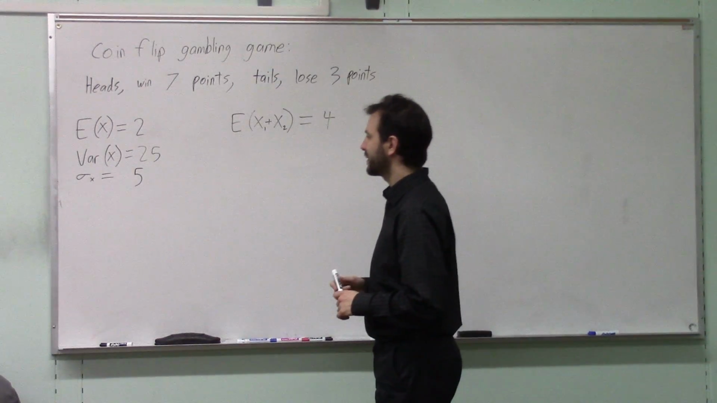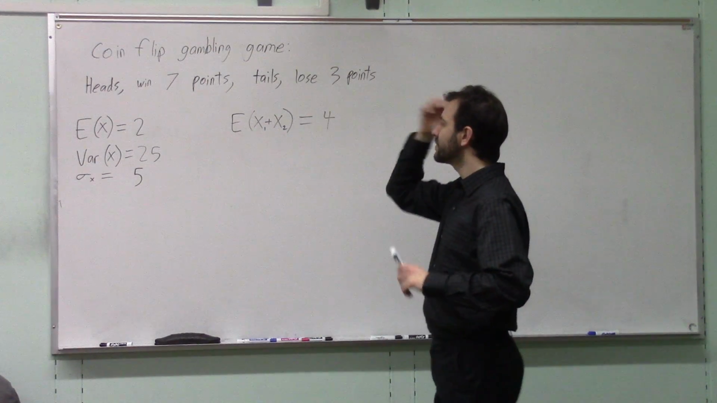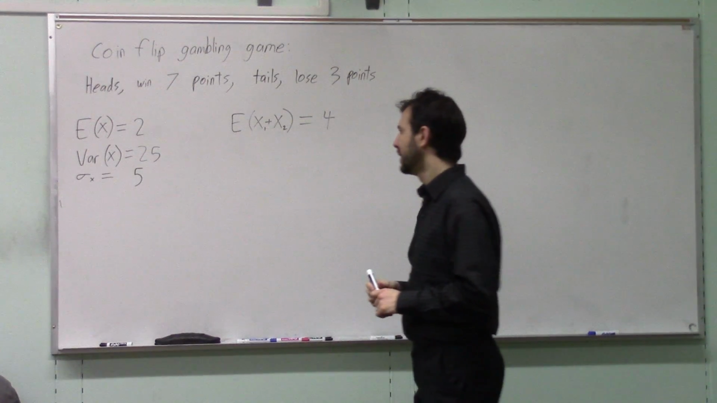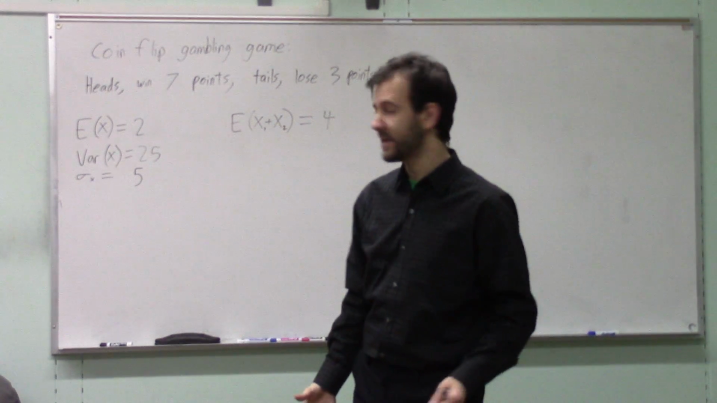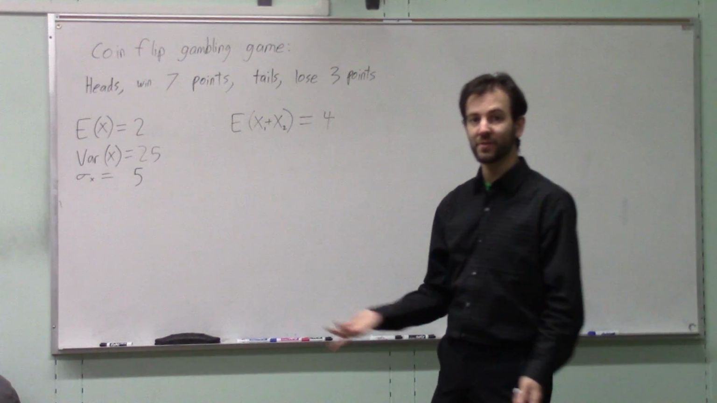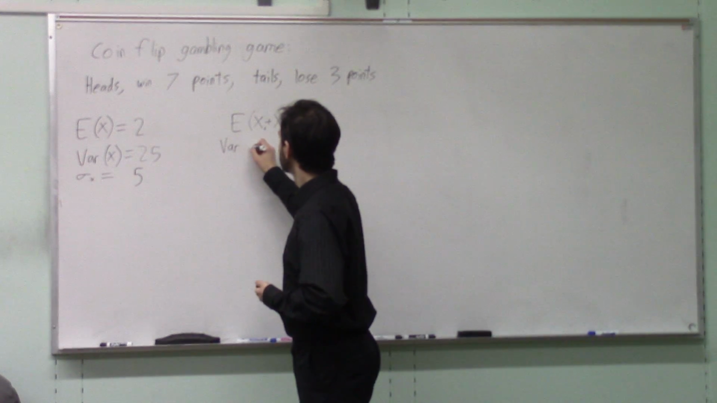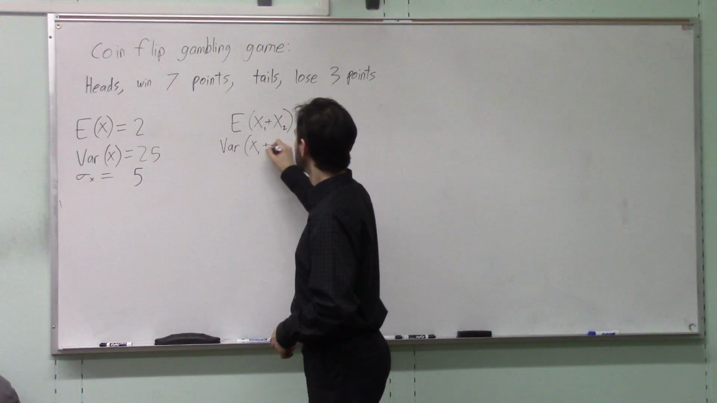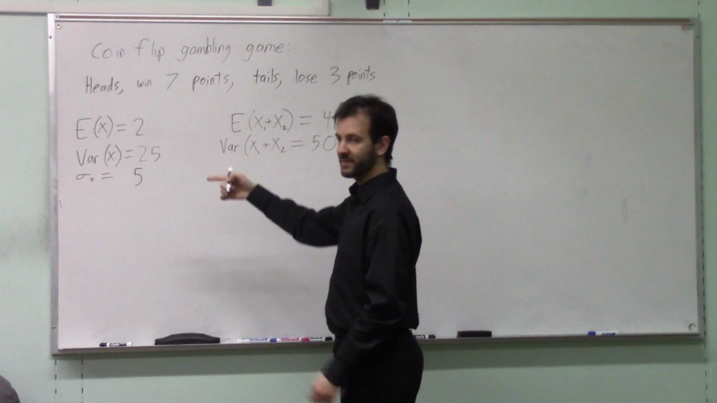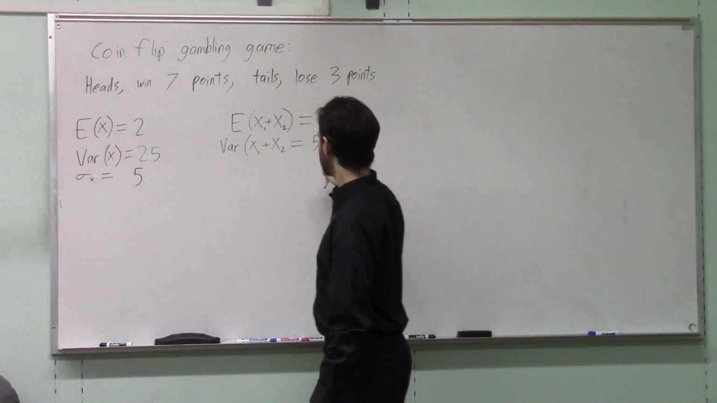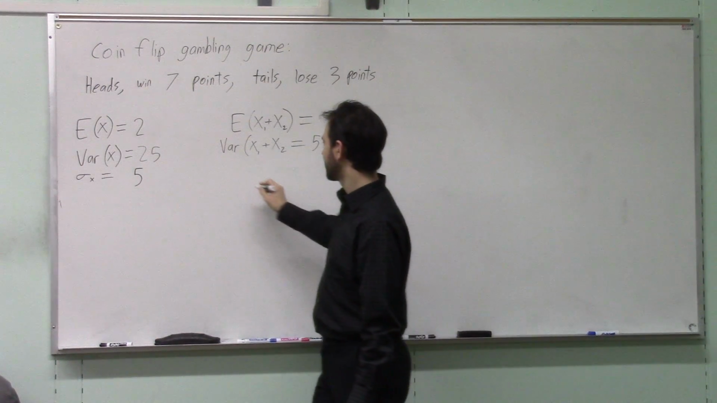Now, let's consider how this affects standard deviation and variance. When you do 2 separate events, you add the variances. Variance is how much randomness and noise there is in a situation. So if you do something twice, that doubles the variance. And that means the standard deviation, well, the standard deviation is the square root of this. So the square root of 50 is 7 point whatever.